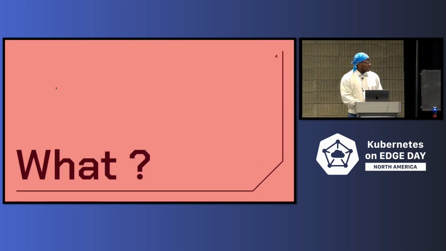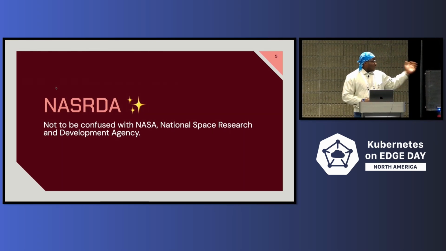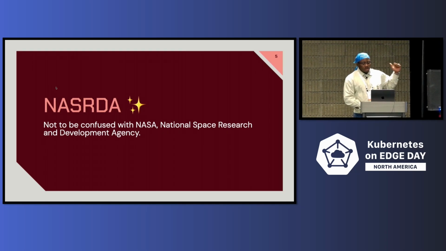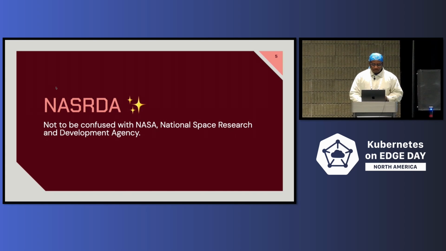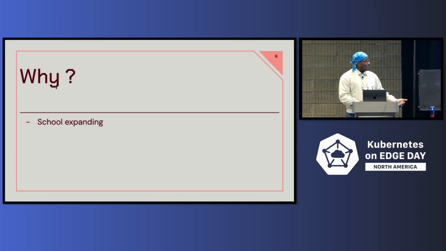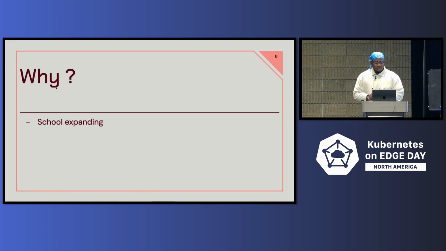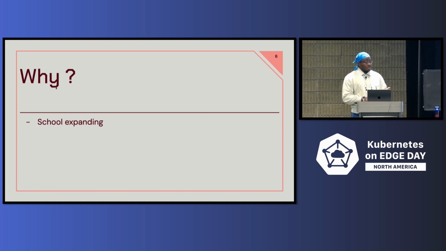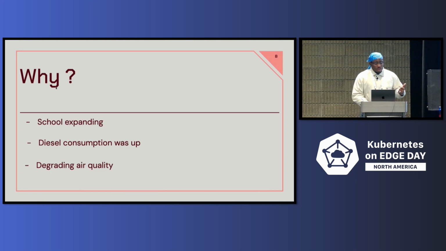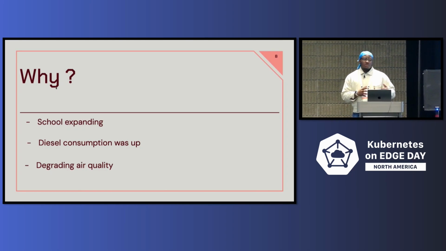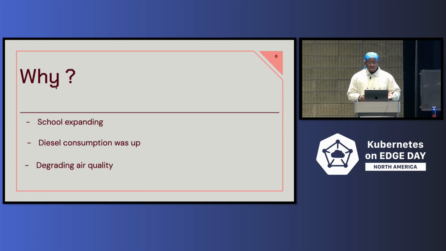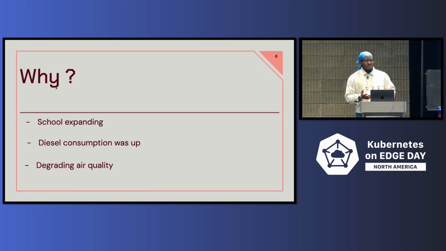All right, so what exactly am I talking about? Well, at my university last year, we had this research group called NARSDA, not to be confused with NASA. So why were we trying to monitor atmospheric conditions? Well, one, our school was expanding at the time. Diesel consumption was noticeably up, and air quality was visibly getting worse. So we decided to shift away from the traditional space-based research and try to solve a problem that was right in front of us.